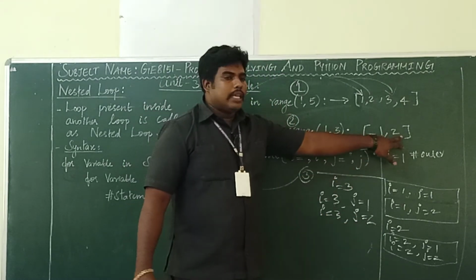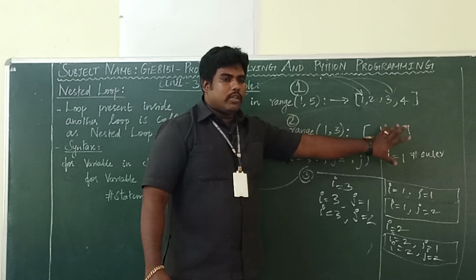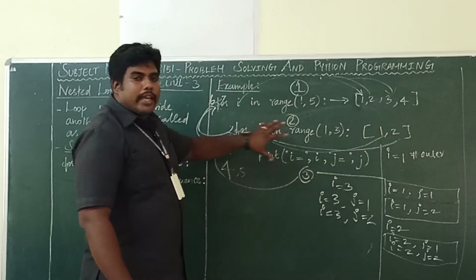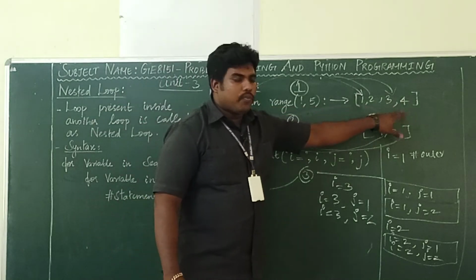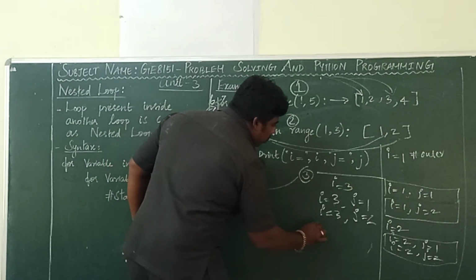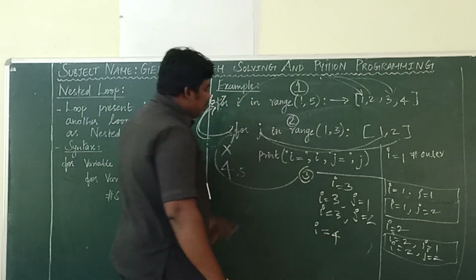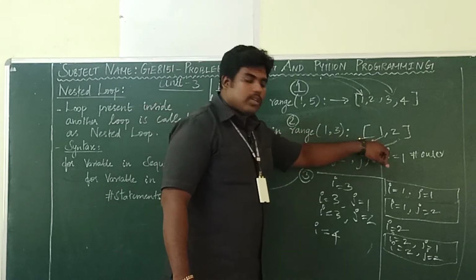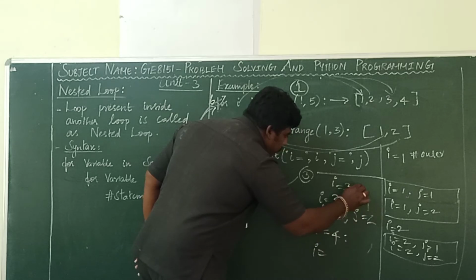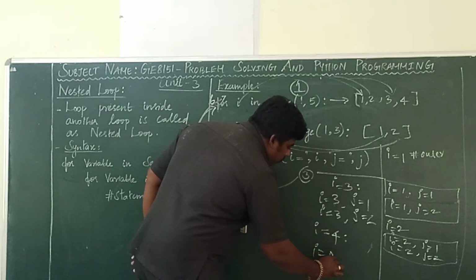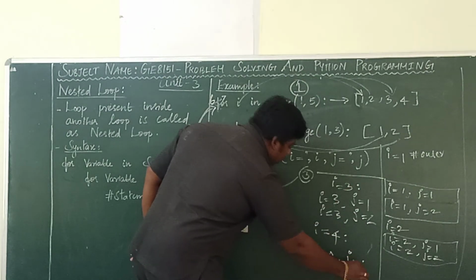Now here elements are not there. So the inner loop is over. So it goes to the outer loop. Now what's the I value? 4, I equal to 4. Now again j is 1. It will print I equal to 4, comma j equal to 1.